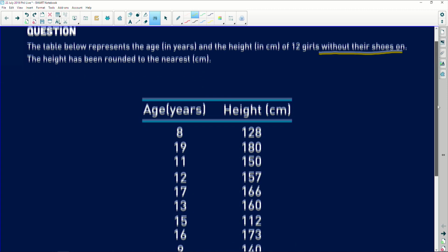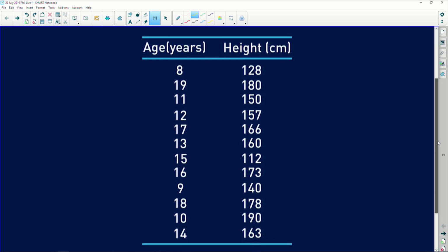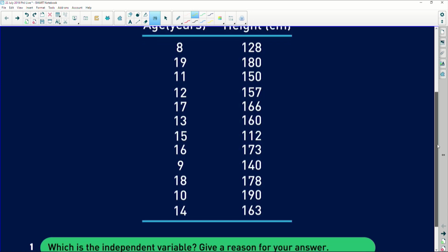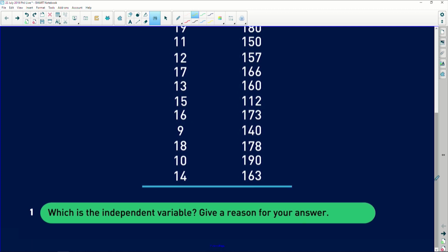So this is our table of variables that we've been given. And obviously there are two different variables. So we could be asked to work out regression and correlation and all of that stuff. Firstly, it says, which is the independent variable? Give a reason for your answer.